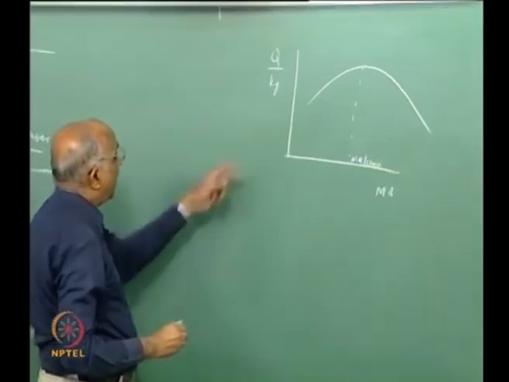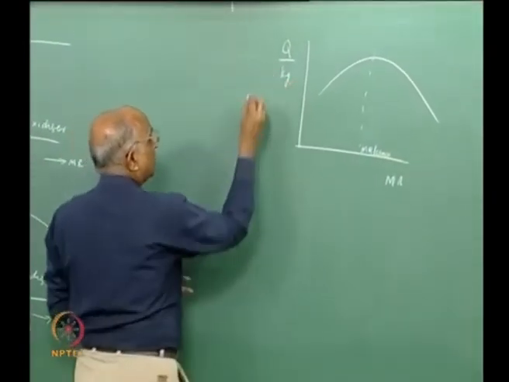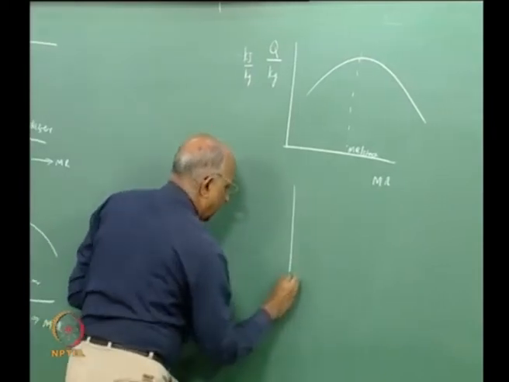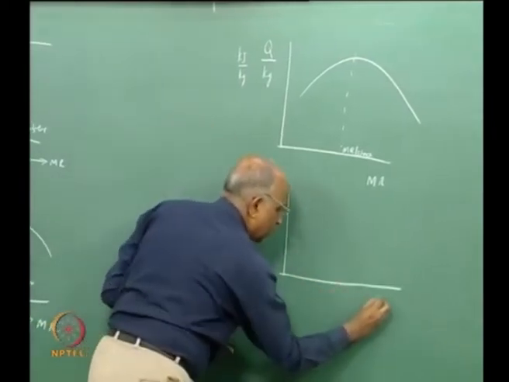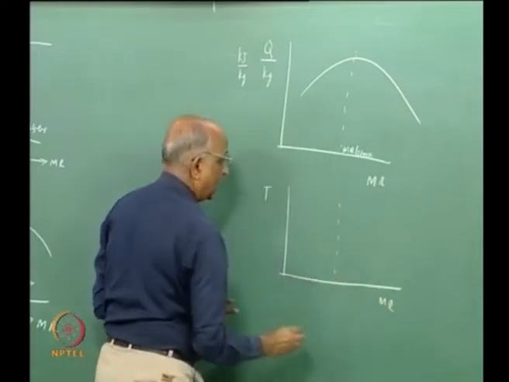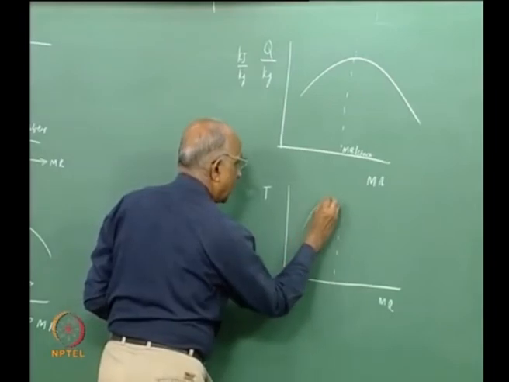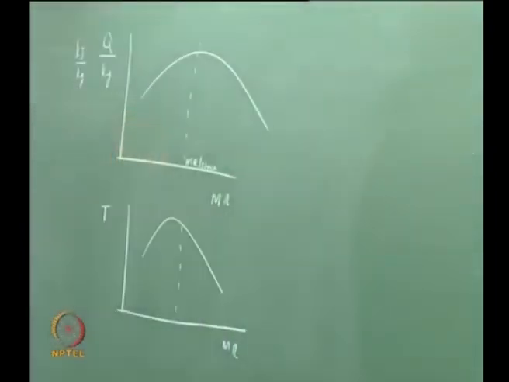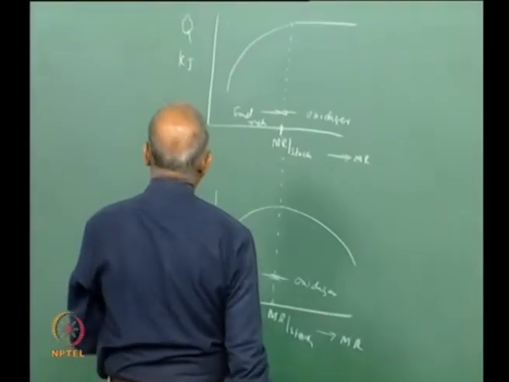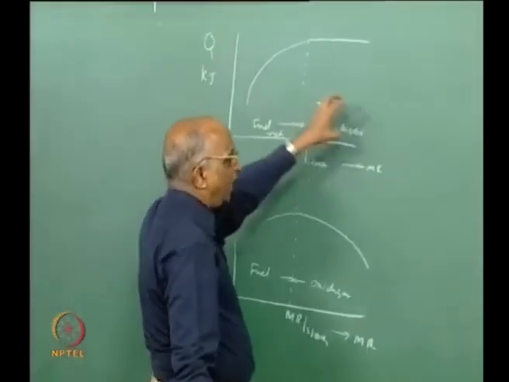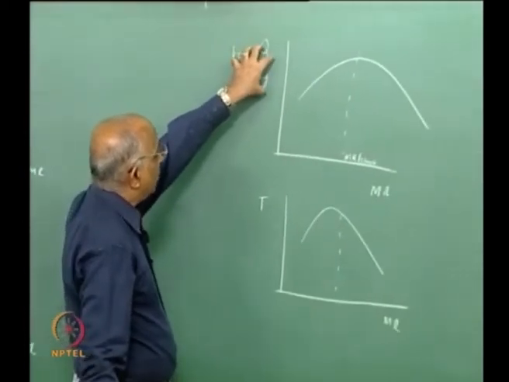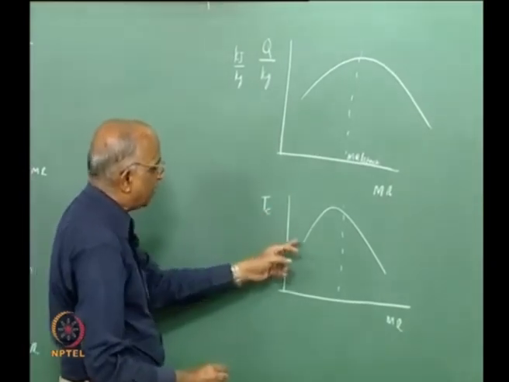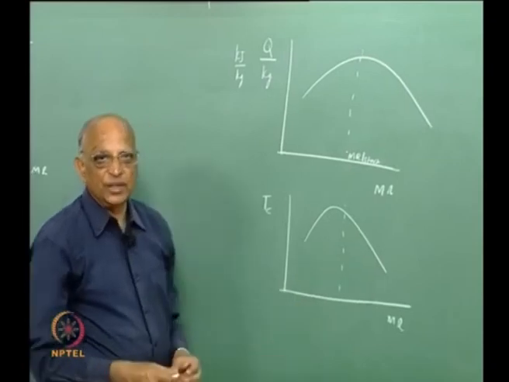Going one step further, I divide this Q per unit kilogram, in kilojoules per kilogram, by the specific heat, and therefore now I can get the value of temperature versus mixture ratio, and this is what I show in the next figure, namely, a plot which is like this. We must be able to differentiate between the total heat release and the heat release per unit mass, and this heat release per unit mass, when divided by specific heat, will give me the value of the temperature, which has a behavior something like this, which I subsequently discuss.